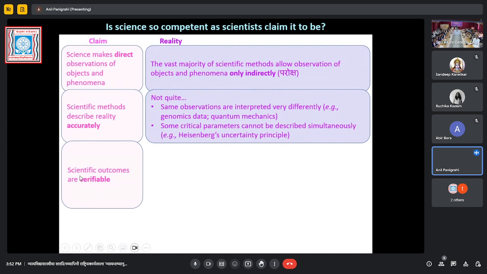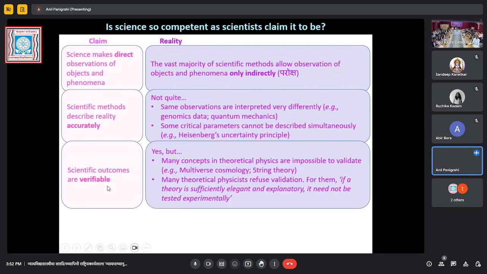Also, the scientists claim that scientific outcomes are verifiable, but it is not so. There are many concepts in physics, for example, the multiverse cosmology and string theory. They cannot be verified. And not only that, a pretty influential group of physicists refuse any validation. They say that if a theory is sufficiently elegant and explanatory, it need not be tested experimentally. And this is absolutely unacceptable.